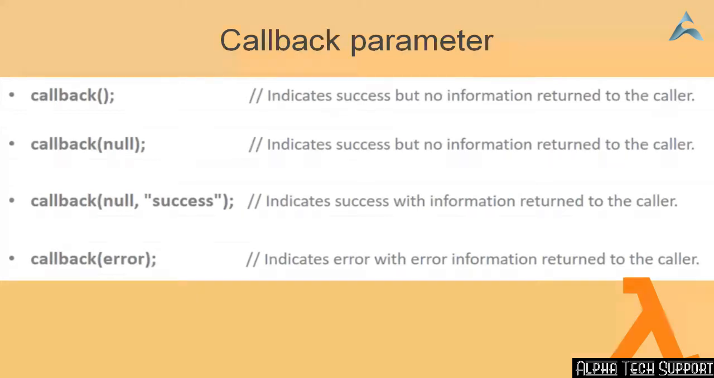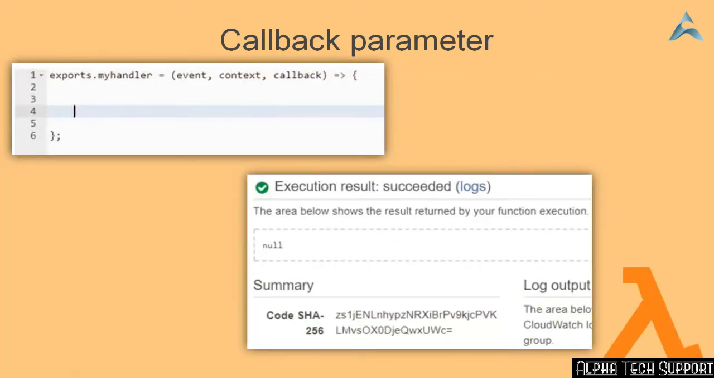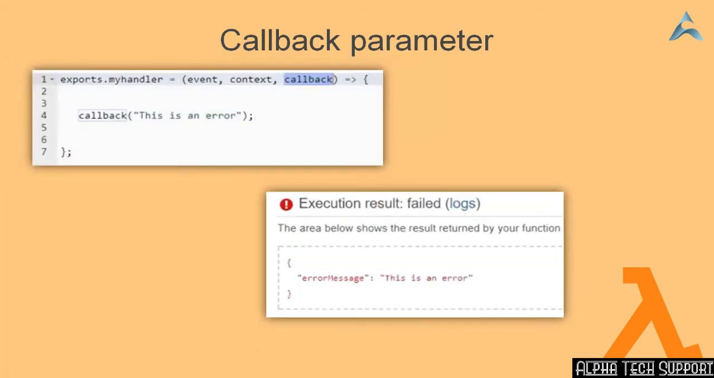So this was the syntax. Now a brief demonstration how it works. As we can see here, if we don't write any callback method, the execution result prints success and returns null. No value is returned. Then when we write an error message, it throws an error message. The execution results show the failed result and prints the string that is passed as an error message via callback.